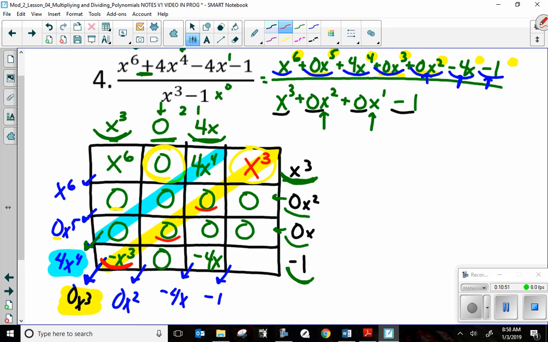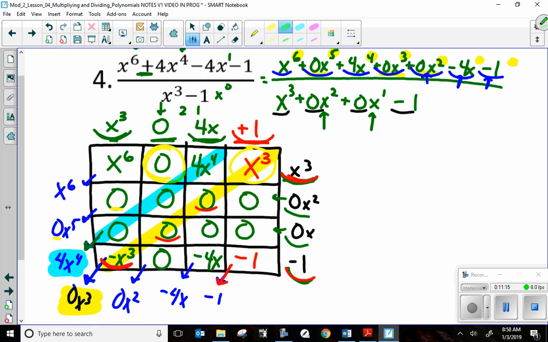All right? Now I go back to multiplication. What do I multiply times x cubed to get x cubed? 1. All right? So let's go down this column. 1 times negative 1 is negative 1, and that's perfect. That's exactly what I get. Let's make sure our columns add up, okay?